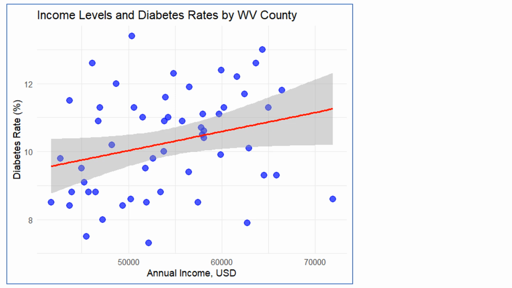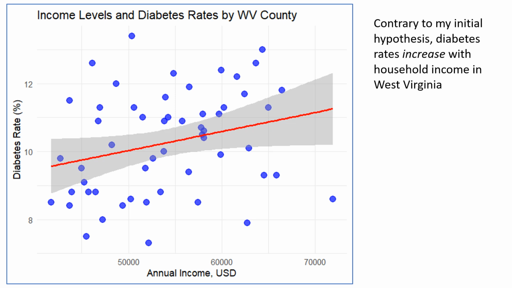My main finding, which I totally hate to admit, is that I was wrong. There is a moderately strong correlation between higher income and higher diabetes rates in West Virginia. And you can see this because as we move on the x-axis from left to right, which signifies an increase in income, the rate of diabetes also tends to increase.